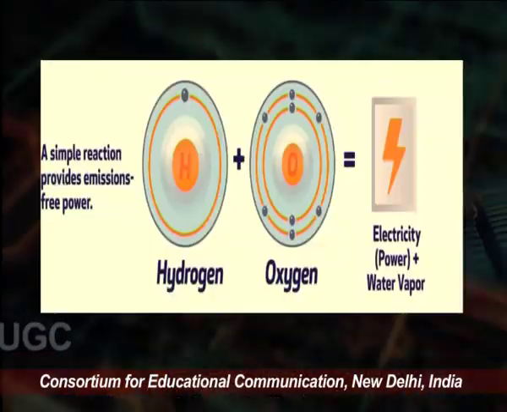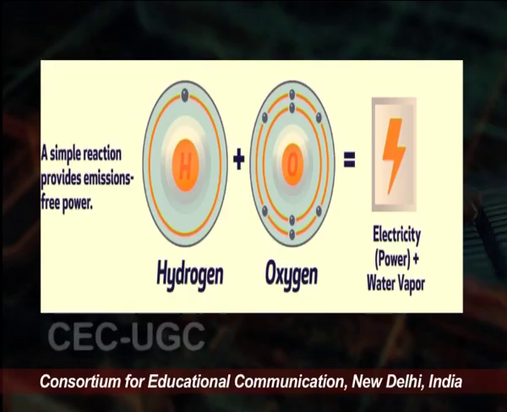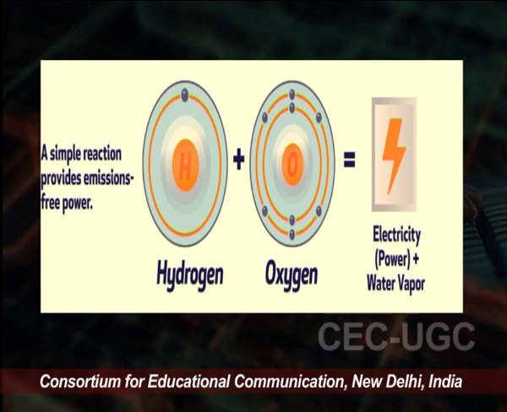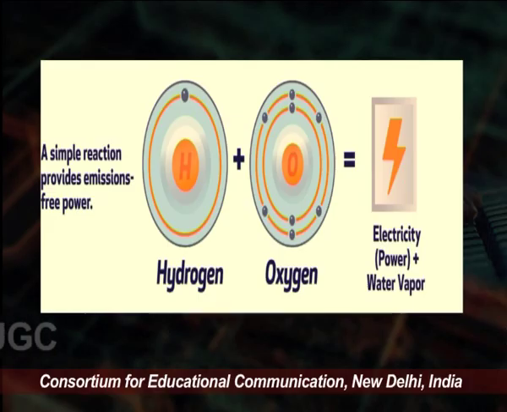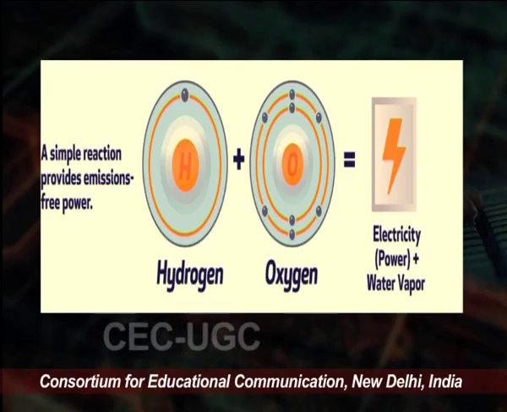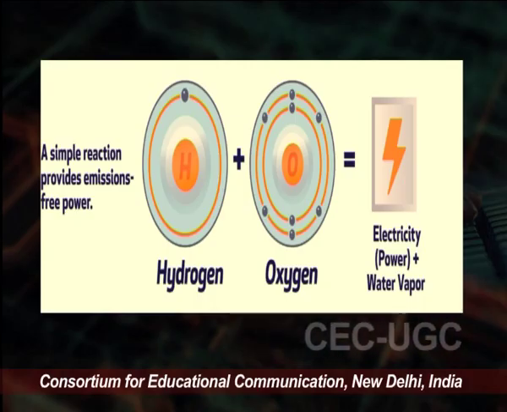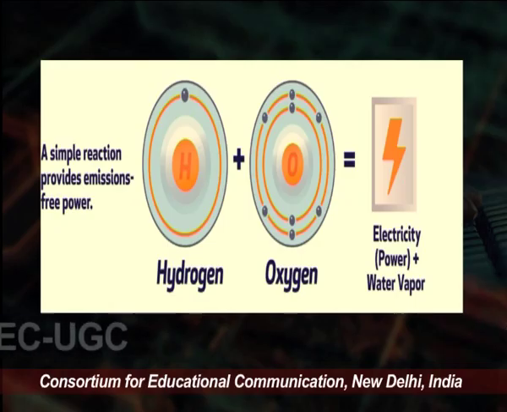You can see on the screen that this is a simple reaction that produces emission free power. You can see hydrogen plus oxygen producing electricity, power and water vapors. It means we are producing electricity through water. Hydrogen and oxygen will produce the electricity.